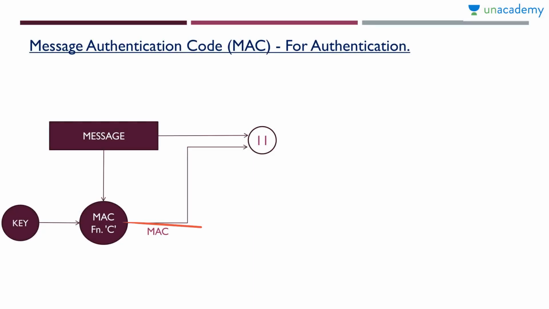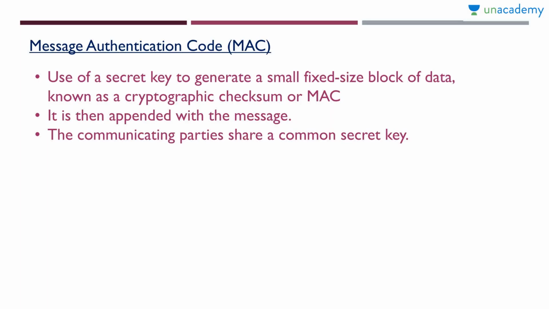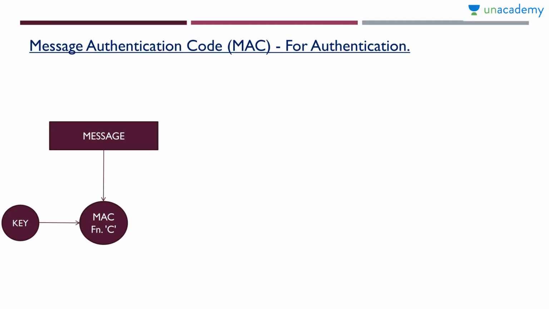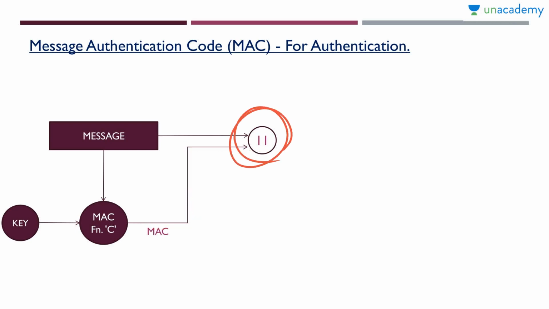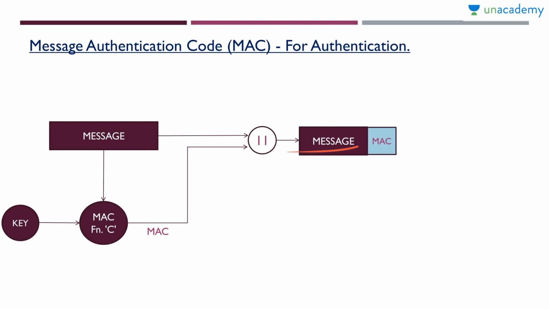The output will be the cryptographic checksum or MAC. As we learned, we are using a secret key to generate a small fixed size block of data called checksum or MAC. We used the key and message applied on the MAC function, and we got our MAC. Now we'll take this message and MAC together and append them. This is the sign for attaching. So we get message plus MAC, and this message plus MAC will be sent to the receiver.